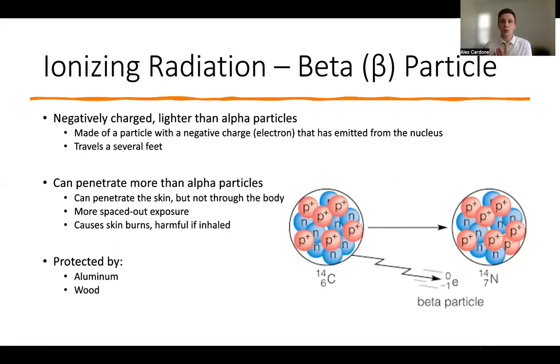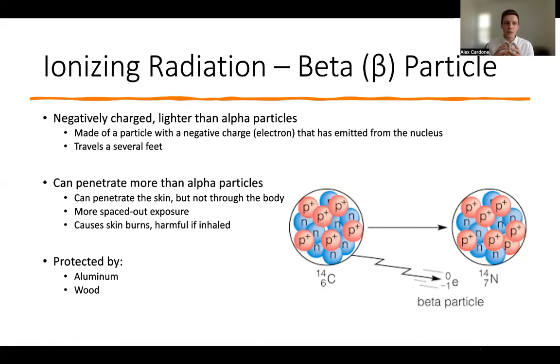So they are only able to travel a certain distance before they lose that potential and kinetic energy. The other thing is how it's different from an alpha particle: it's able to penetrate more. One of the biggest things is that it can penetrate through the skin and sometimes even through the entire body. It's listed there that it's not through the body, but it can.